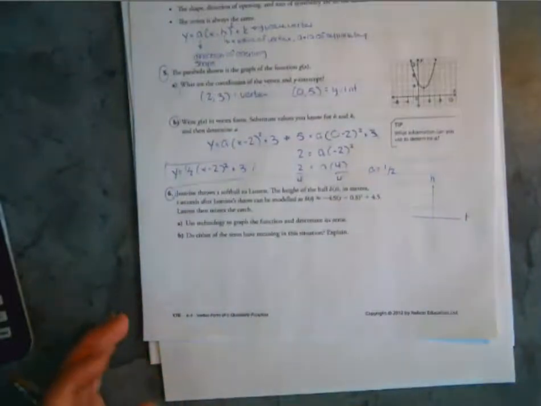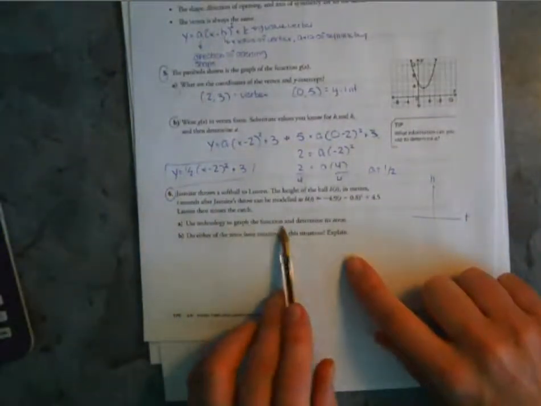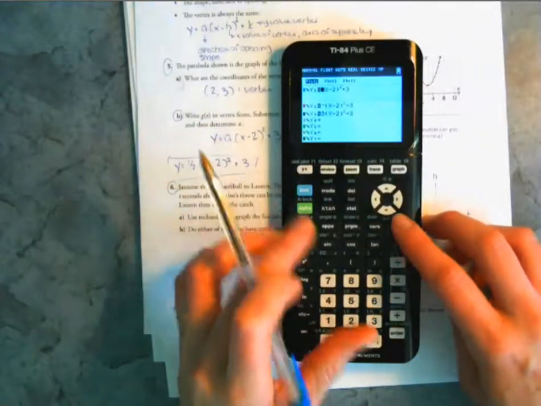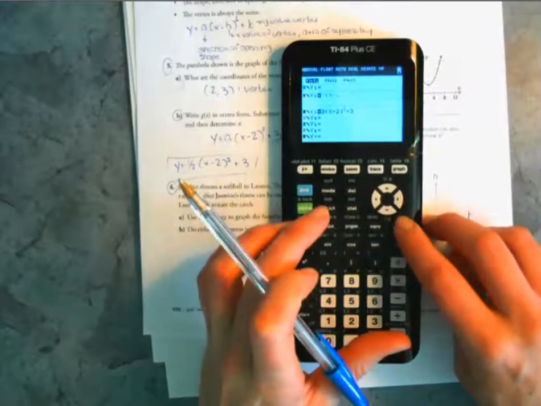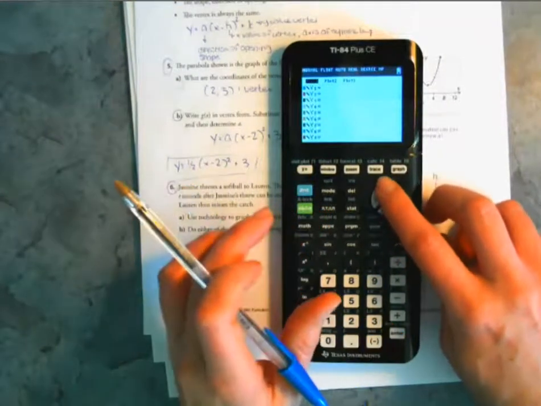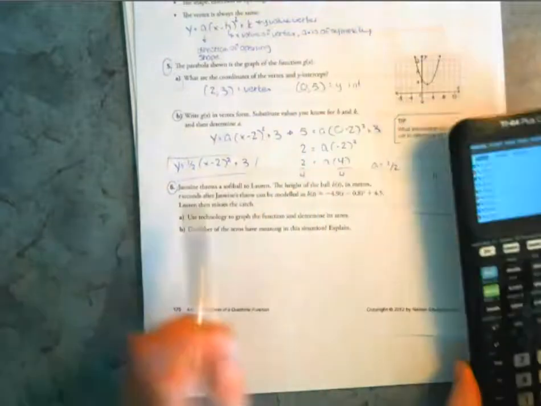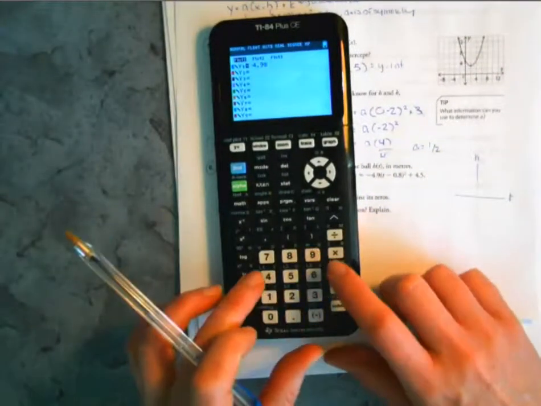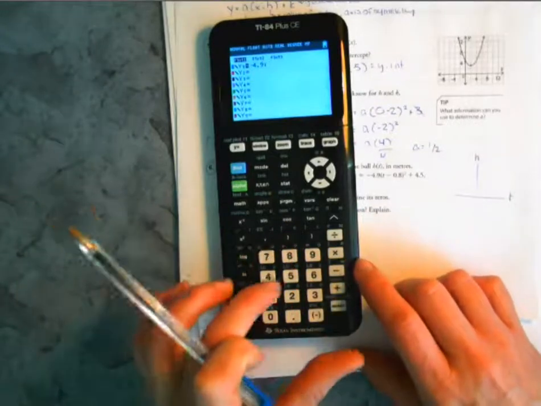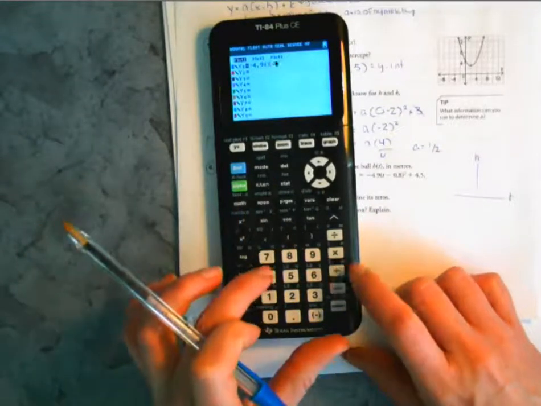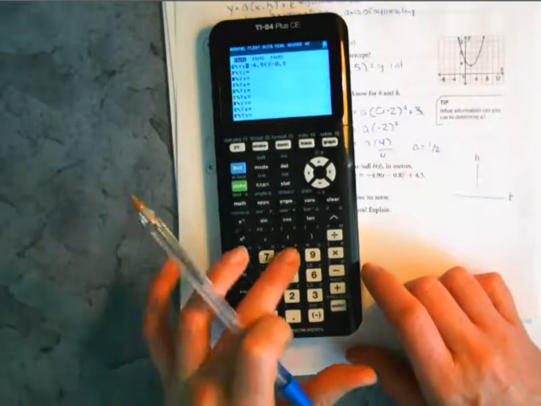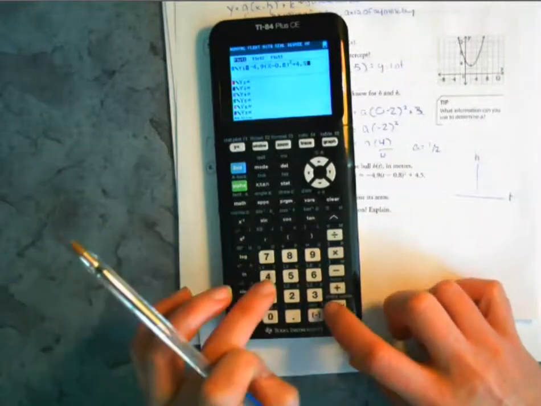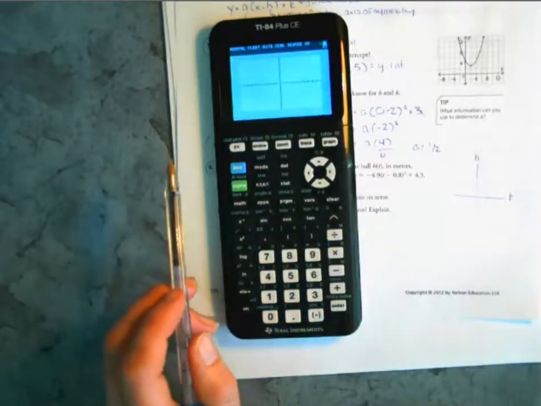And so basically, it says use technology to graph the function and determine its zeros. So we're going to go in, clear out any formulas we already have in there, and input our equation. So we're going to put in negative 4.9 bracket x minus 0.8 bracket squared plus 4.5. Okay, and now we can go to our graph.